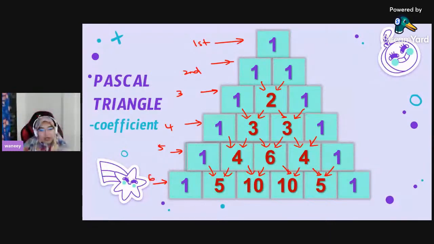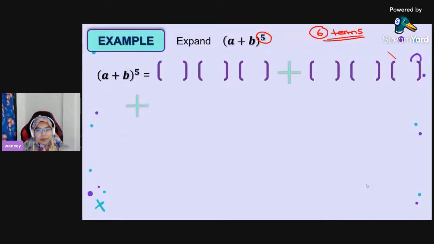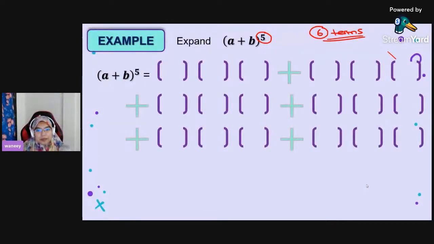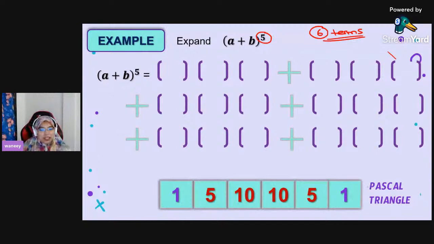So now we are going to copy down the values 1, 5, 10, 10, 5, 1. Copy down these values first. Based on the Pascal triangle, the 6th layer is 1, 5, 10, 10, 5, 1. Okay, so what are we going to do next?